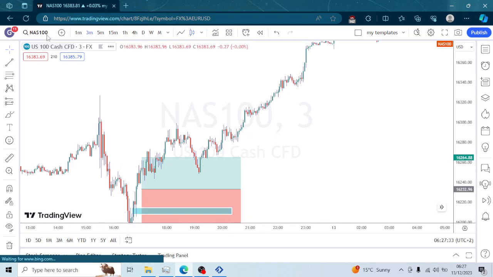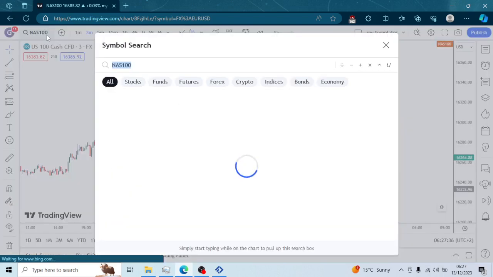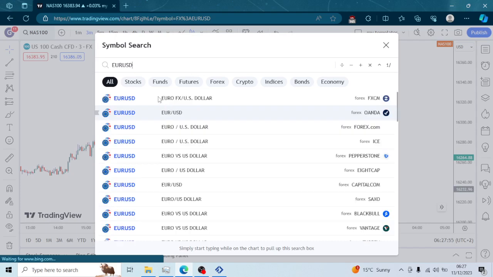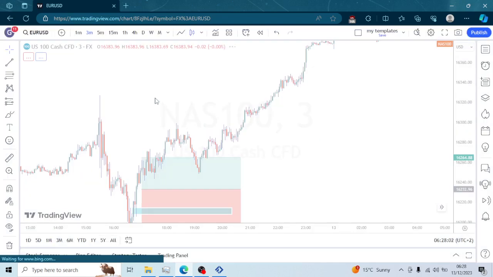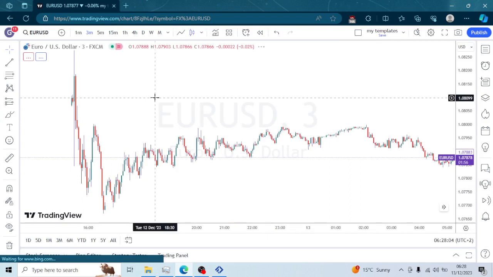And then let's check Euro USD. What's happening? I might as well just analyze it right now, just an update, because right now is the 13th of December. You guys can see the dates right there. Let's check Euro USD, or the Euro dollar. Okay, let's see.